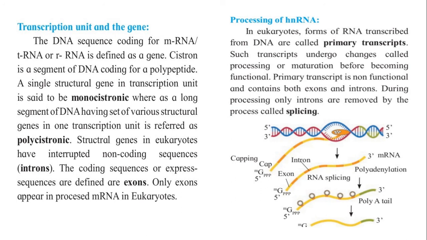Processing of hnRNA. In eukaryotes, the form of RNA transcribed from DNA is called the primary transcript. Such a transcript undergoes changes called processing or maturation before becoming functional. The primary transcript is non-functional and contains both exons and introns. During processing, the introns are removed by the process called splicing, as shown in the figure.